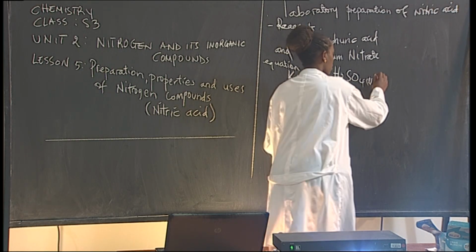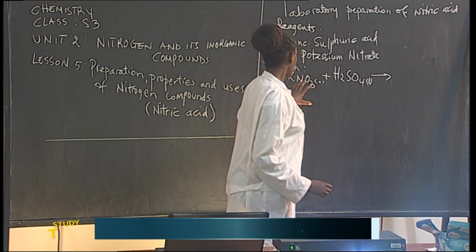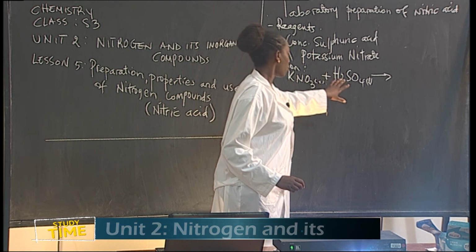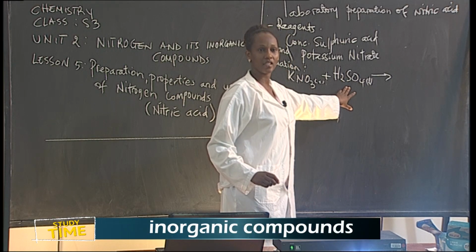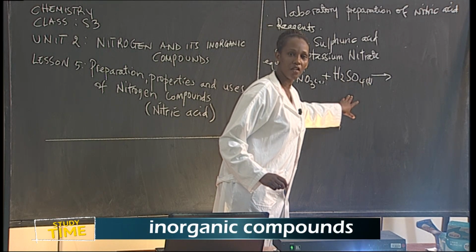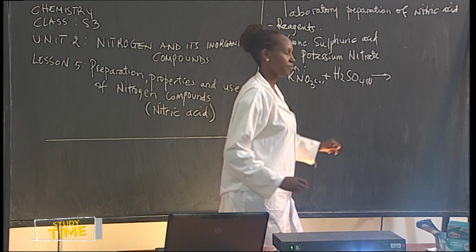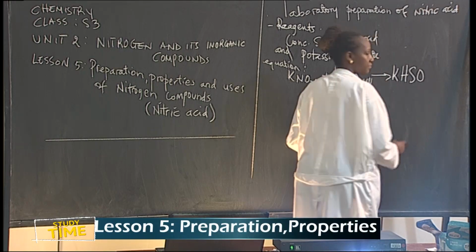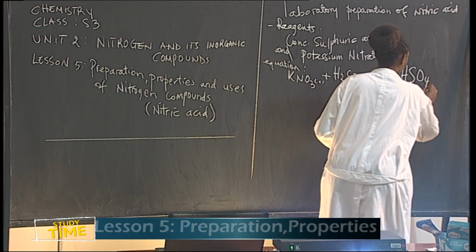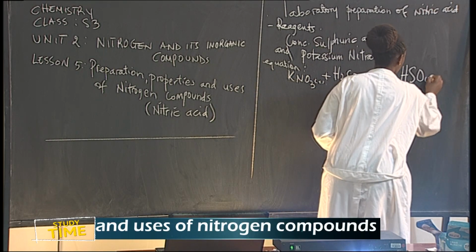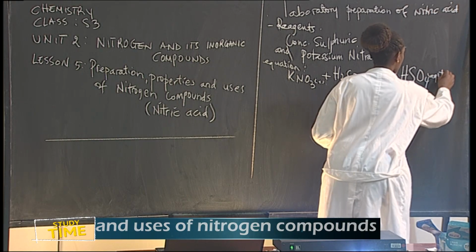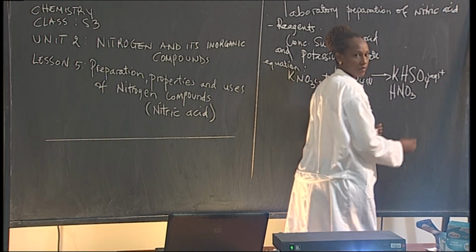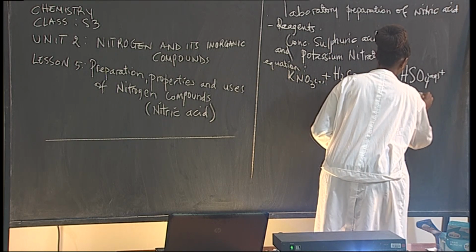All right? Good. So when we react potassium nitrate with concentrated sulfuric acid, we get potassium hydrogen sulfate, which is aqueous, plus nitric acid, which is also aqueous.